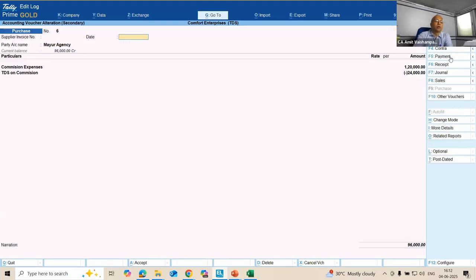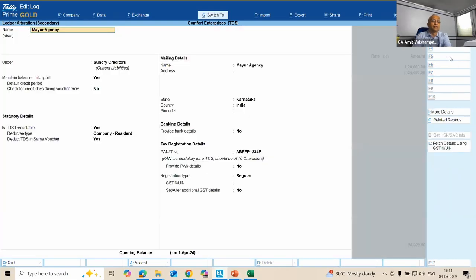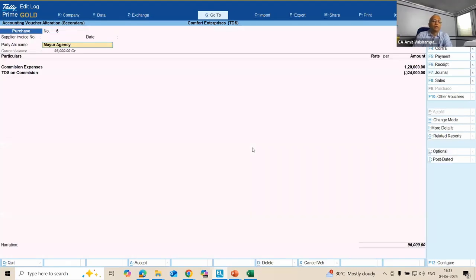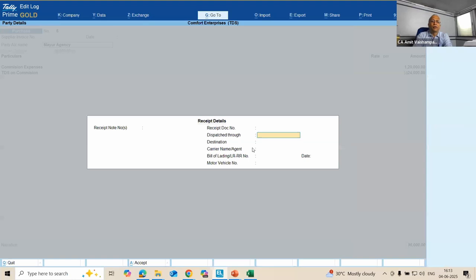And alter this particular transaction. Now I'm just demonstrating that when I created this agency, I had not given a PAN number. Now, because I have captured it, it has captured a PAN number here, and it is showing me the PAN number as a part of that party's original configuration.